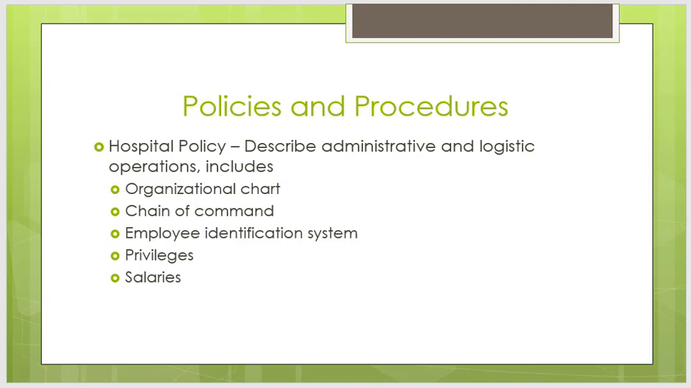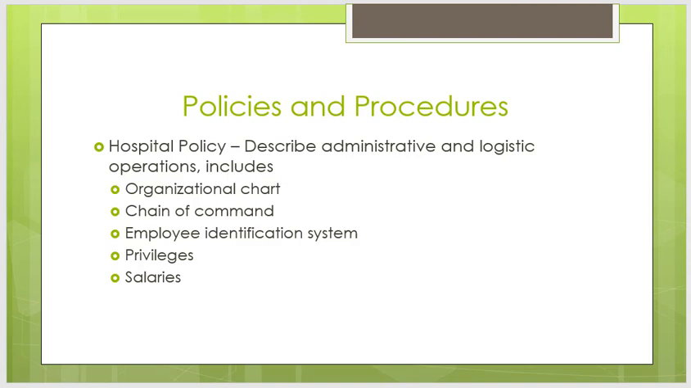So, what kinds of information will you find in your hospital policies and procedures? The policies will describe administrative and logistic operations. So this may include an organizational chart, which is a graph that looks almost like a family tree, and it demonstrates the structure and hierarchy of the hospital and how everything and everyone fits together. Other documents may include a chain of command and a description of the employee identification system, identification badges, for example, and when they're supposed to be worn. The privileges include things like vacation days, benefits, leave, wellness programs, etc.